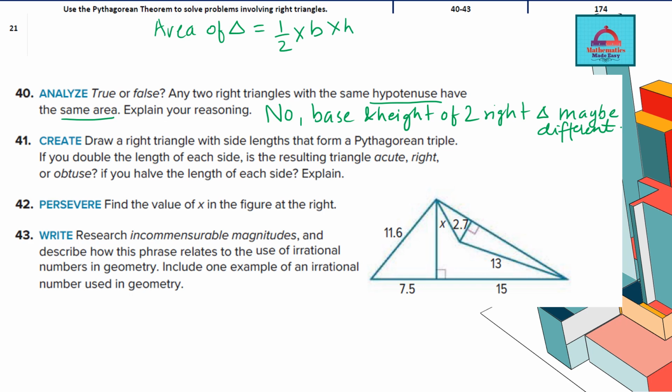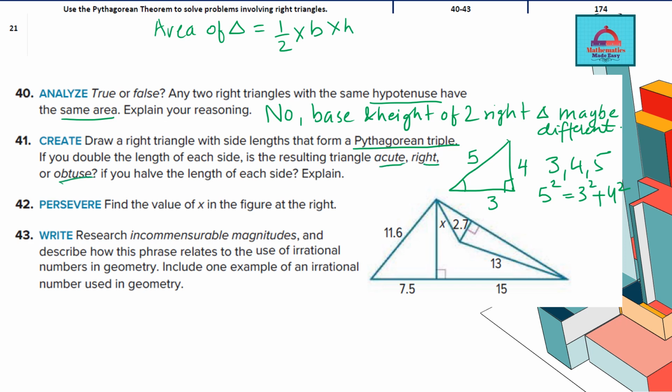Okay, next is question 41. Draw a right triangle with side lengths that form a Pythagorean triple. So no need to go very deep in this question. Take the simplest one. If there is a right triangle, the hypotenuse is 5, then the other two sides are 3 and 4. This is a Pythagorean triple, simplest 3, 4, 5. Why is it a Pythagorean triple? Because 5 square is going to be 3 square plus 4 square. You can check.